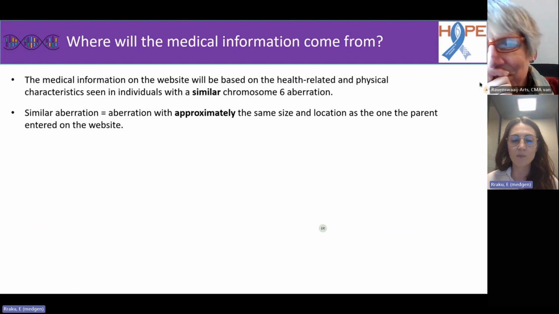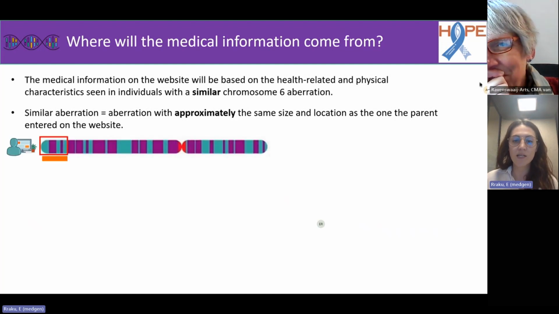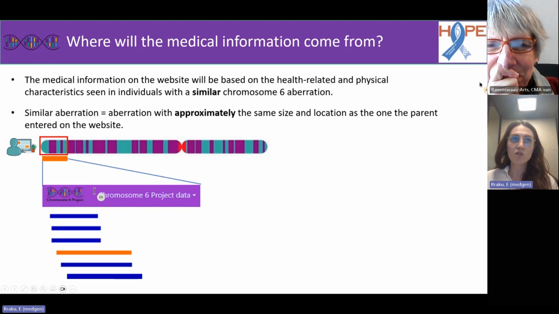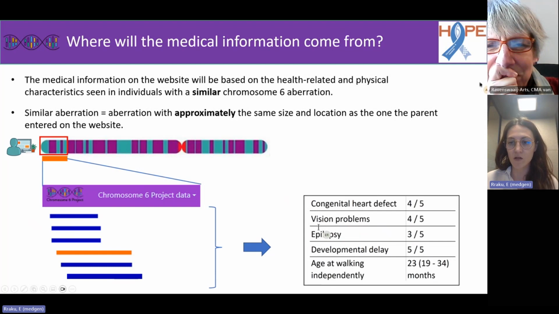So to make it a bit more concrete, what will happen is that if a parent goes on the website and enters the deletion of their child, so let's say that this is the deletion, the orange bar, then this tool will search in our database for children that have a similar aberration, so the blue bars, and based on the characteristics seen in these individuals, it will then create the phenotype information on the website. And this will be done for all regions of chromosome 6 where enough information is available.